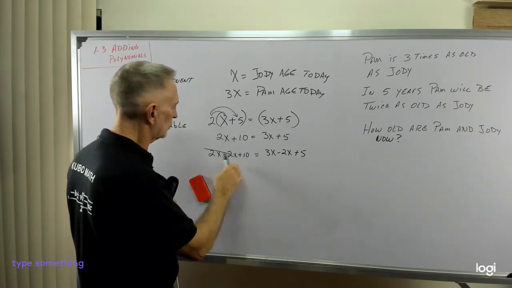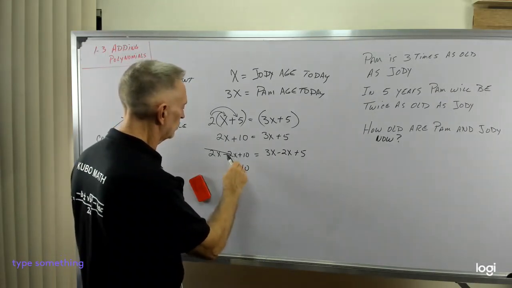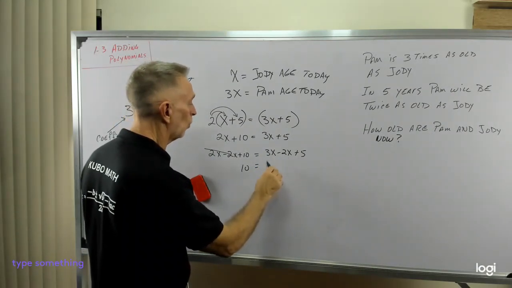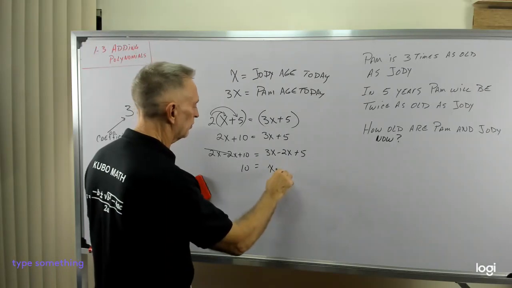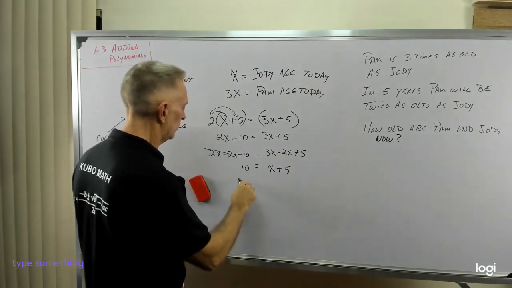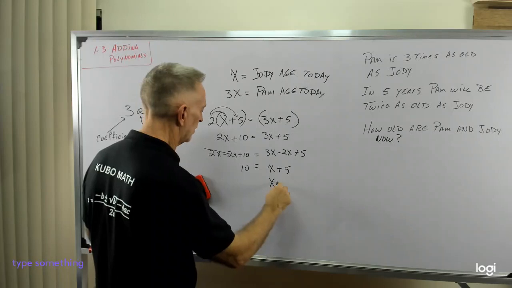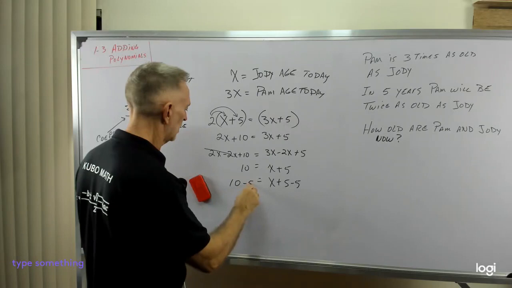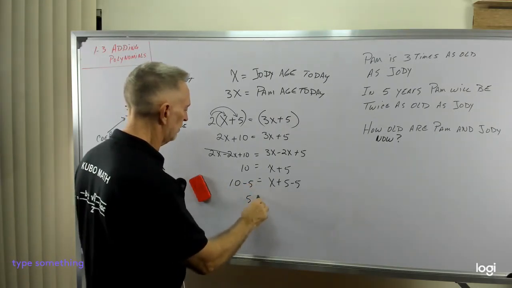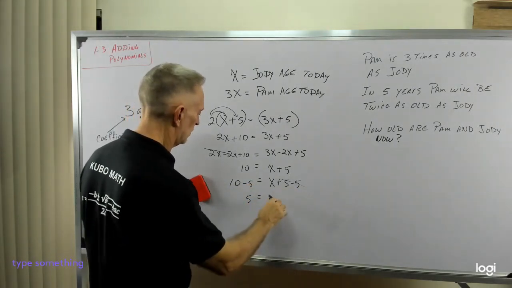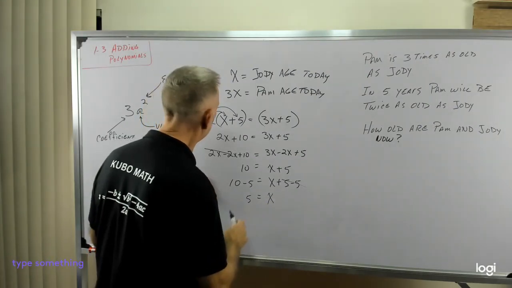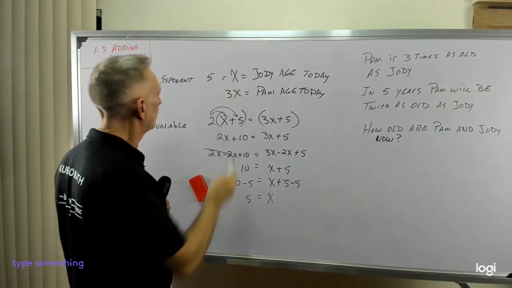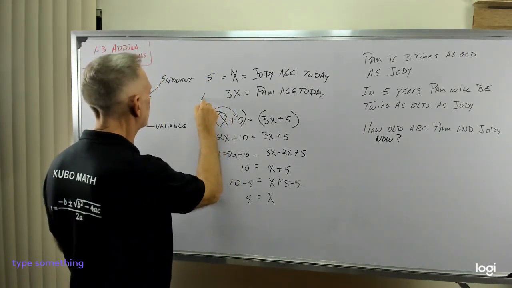2x minus 2x gives me 0. So I'm only left with the 10. 3x minus 2x gives me 1x plus 5. Okay, so now I need to subtract 5 from both sides. So 10 minus 5 is 5. 5 minus 5 is 0, which leaves x. x equals 5. So it's saying that this person's age is 5. This person's age is 3 times 5, which is 15.